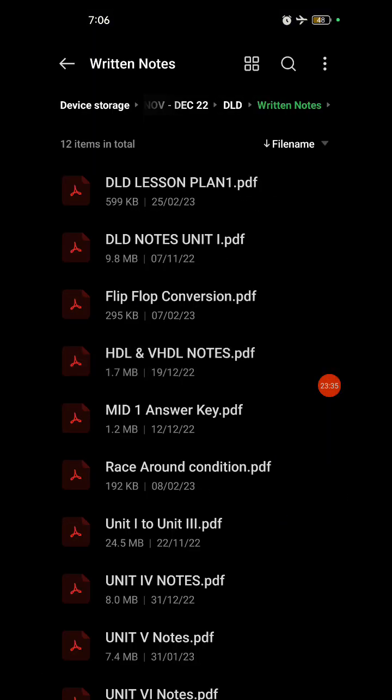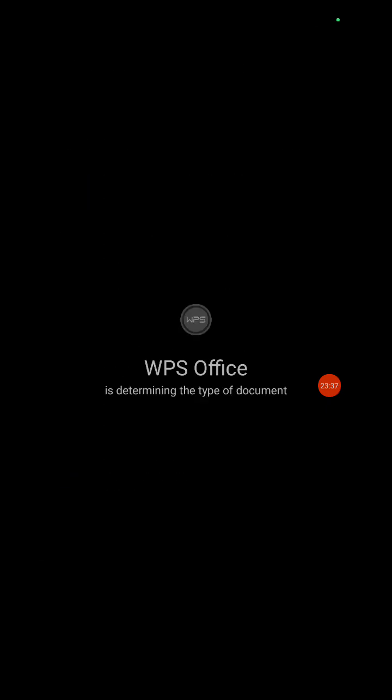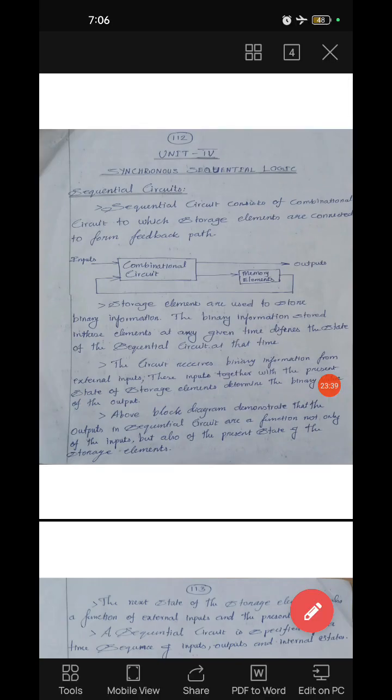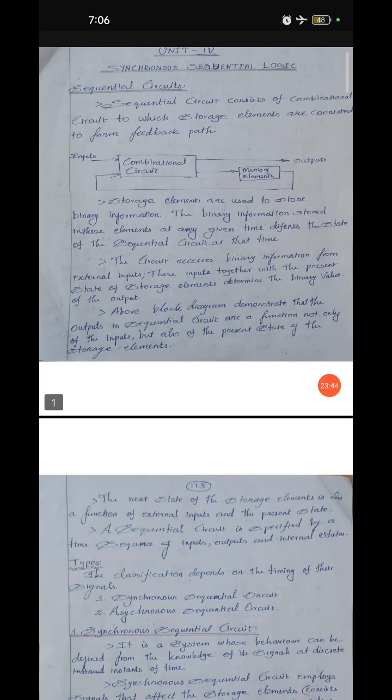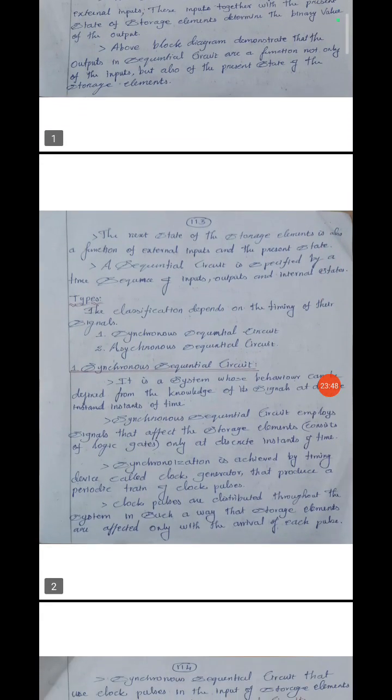So I will open unit 4 and the notes. So this is unit 4. So here, what is synchronous, what is asynchronous, the difference is very important, which will be in a 1 mark question.